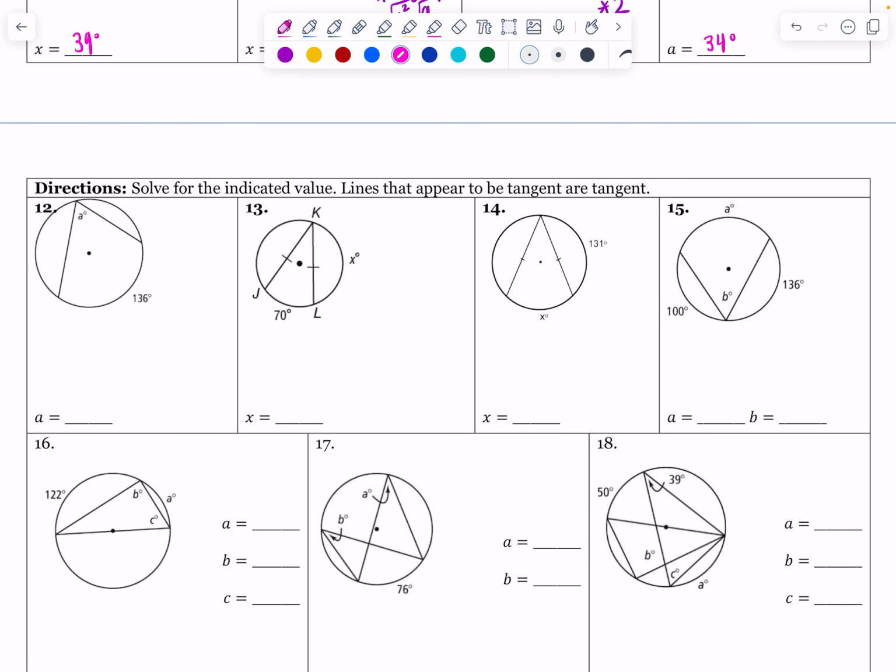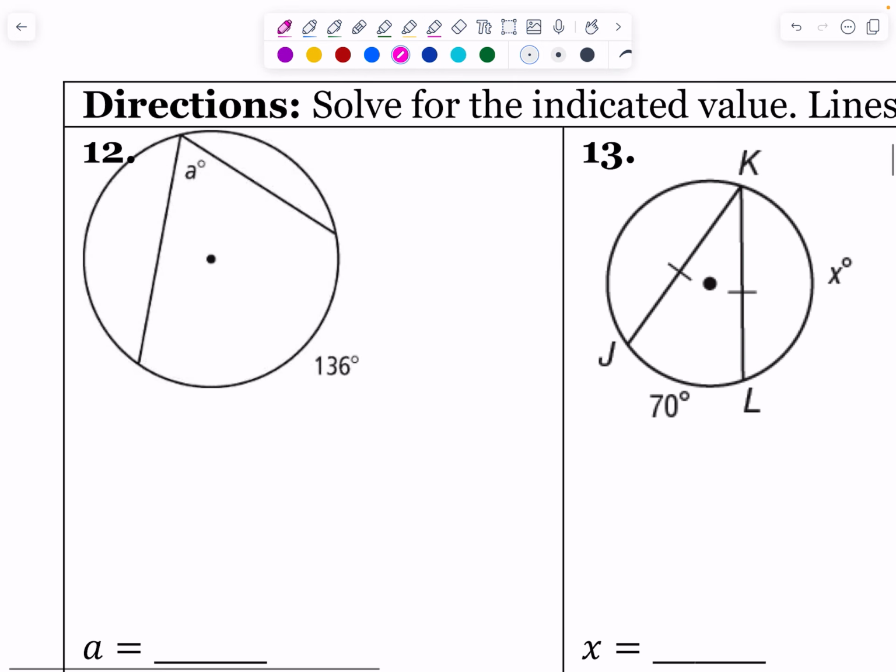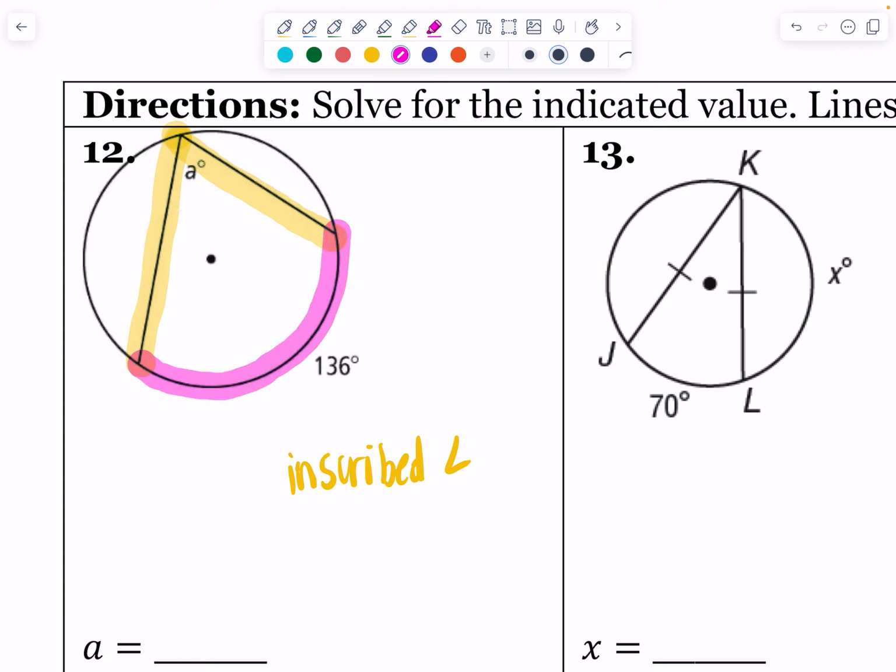All right, the next set of directions say solve for the indicated value again. Lines that appear to be tangent are tangent. So again, these are not new directions. So first thing I notice on this problem is that I have an inscribed angle. How do I know that it's inscribed? Because its vertex is on the circle. And so we're trying to find the angle, and we're given the arc. So now we're going backwards.